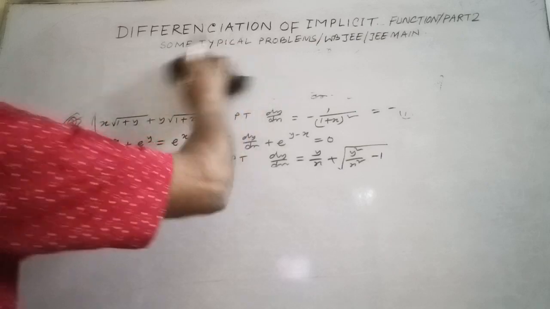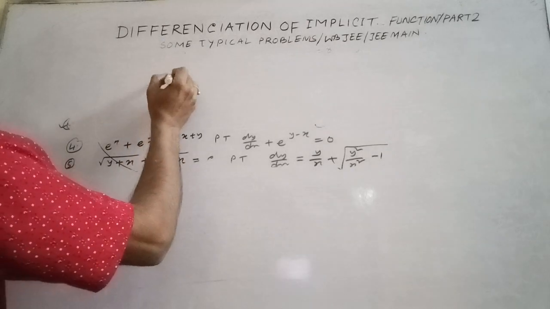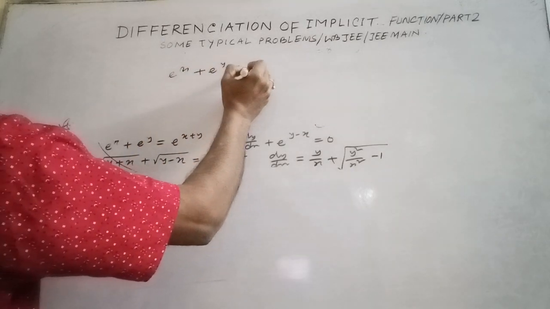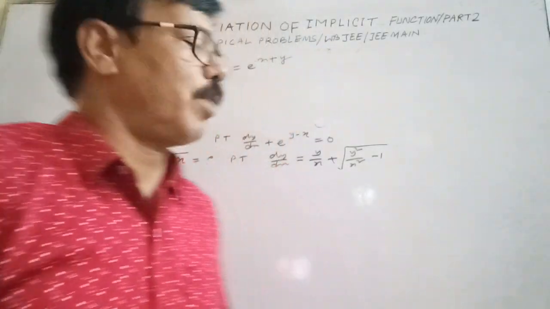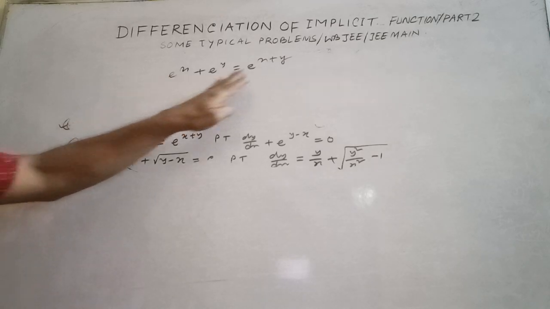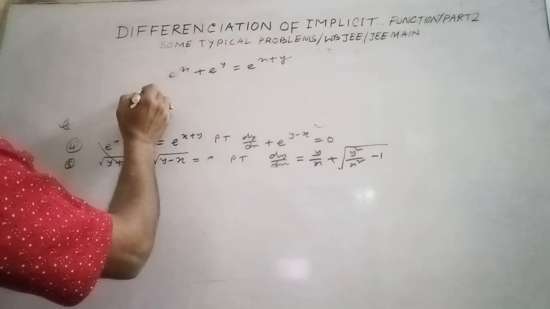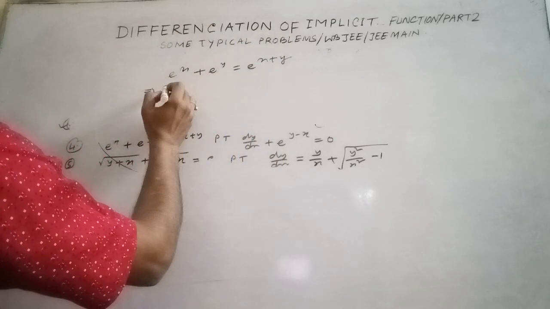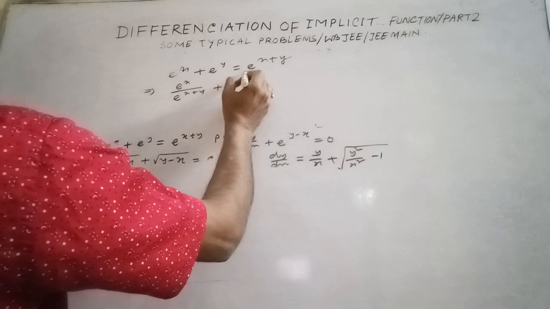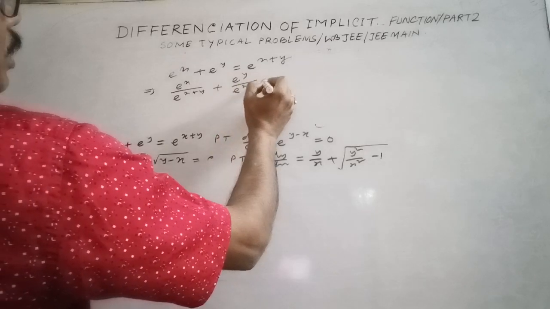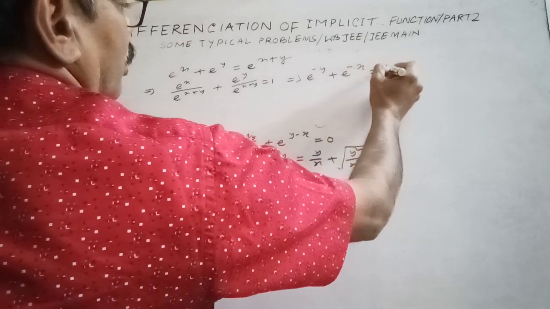Now problem number 4. e to the power x plus e to the power y equals e to the power x plus y. So find dy dx. So we can differentiate it directly. But if we divide by e to the power x plus y, you look, e to the power x by e to the power x plus y, plus e to the power y by e to the power x plus y equals to 1. That is e to the power minus y plus e to the power minus x equals to 1.